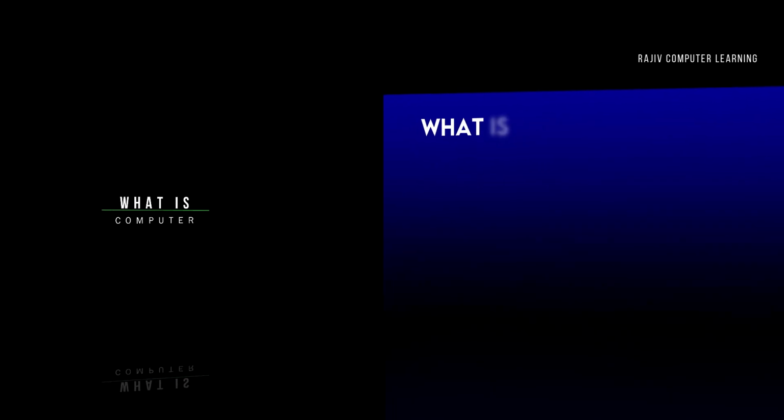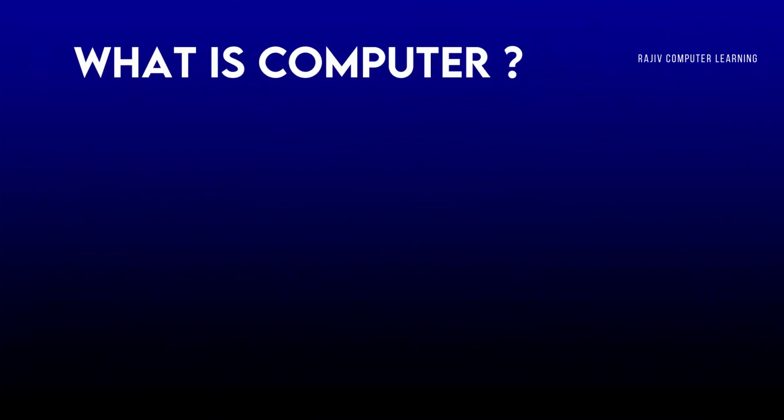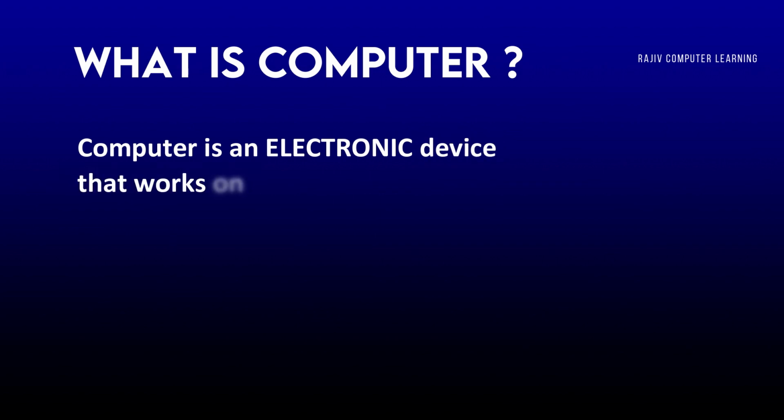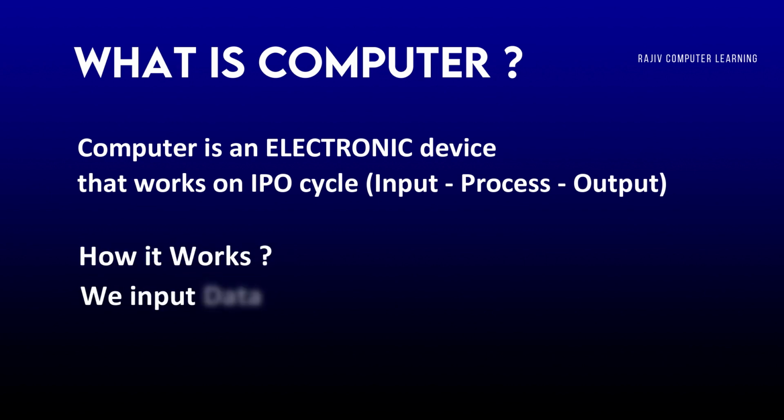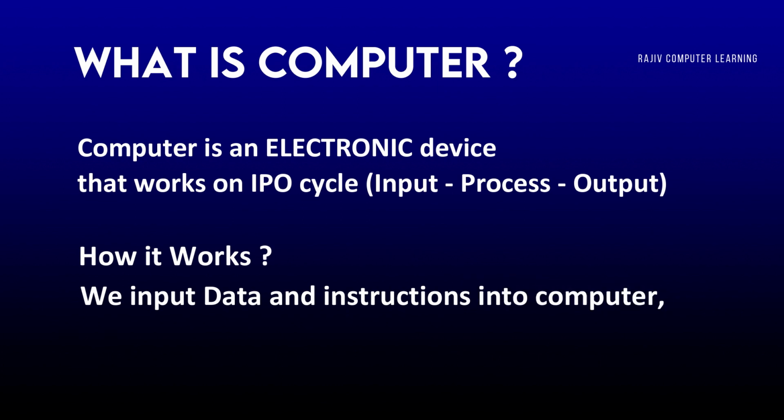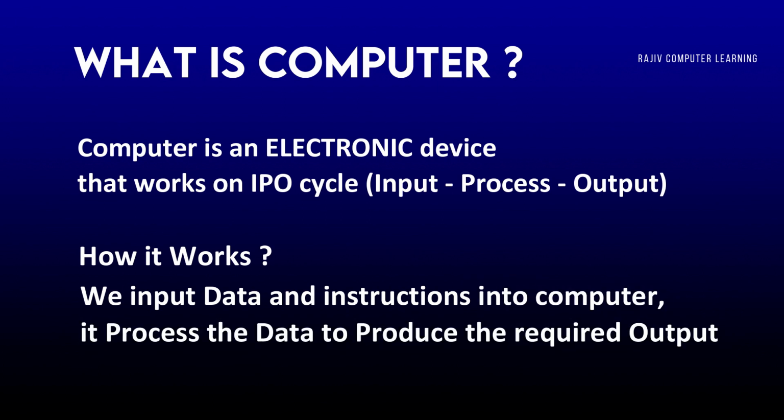What is a computer? A computer is an electronic device that works on the IPO cycle: input, process, and output. How does it work? We input data and instructions into a computer. It processes the data to produce the required output.